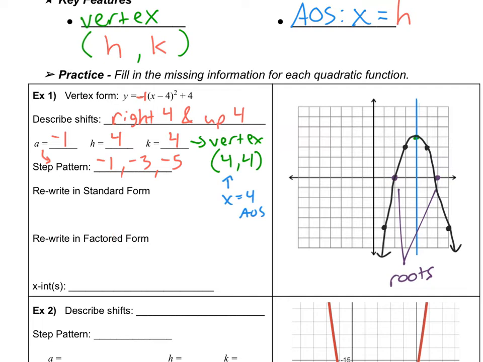It will be a trinomial. It will end up with a negative x squared in the beginning. After you expand that power and you multiply through with a box or distribution, and then you distribute the negative, and then you add 4, you end up with negative x squared plus 8x minus 12. And that's our standard form right there.